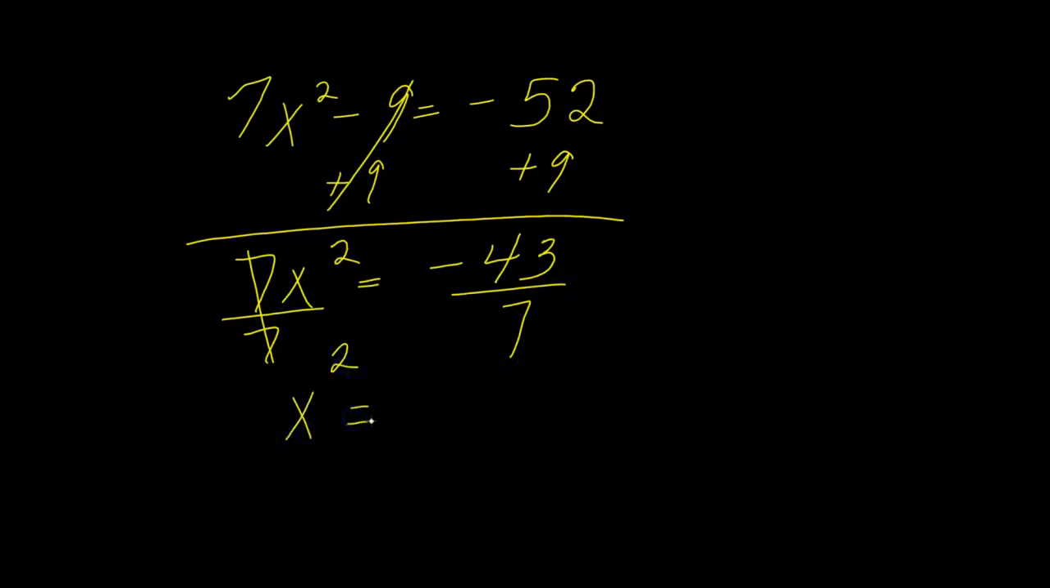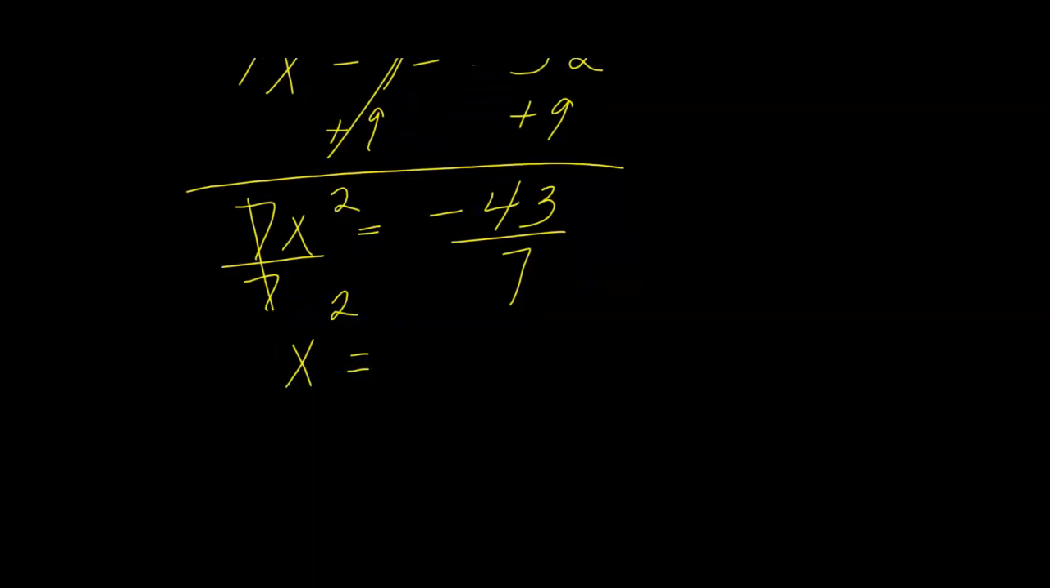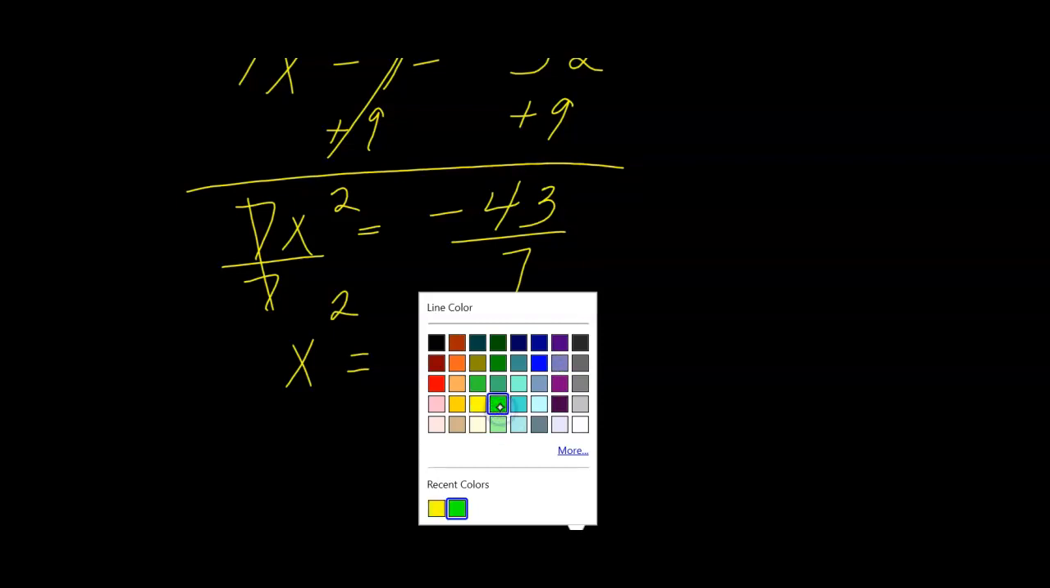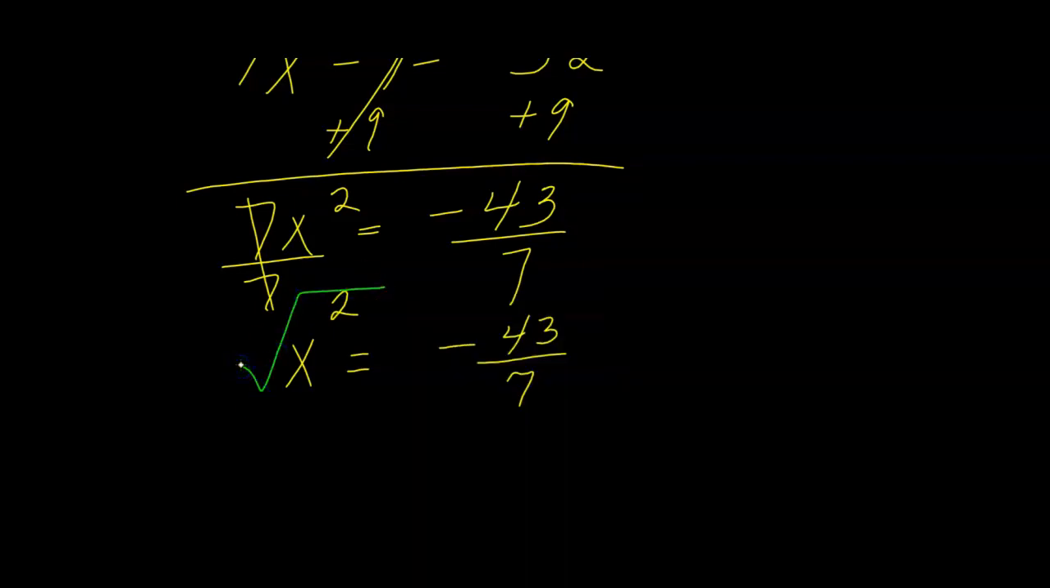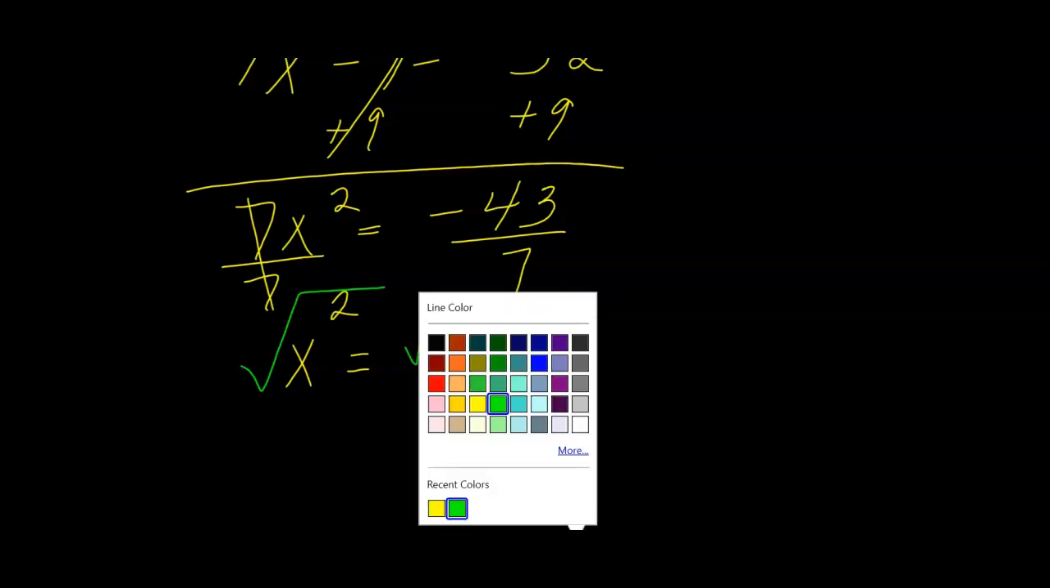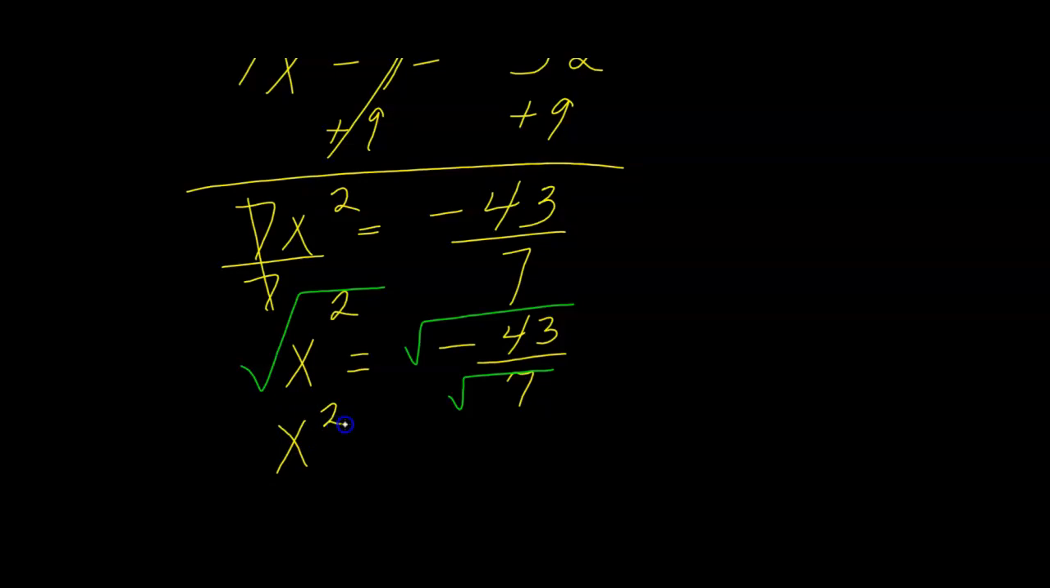Now 43 is not divisible by 7. So we're just going to leave this as a fraction for a minute, negative 43 over 7. So anytime you're taking the square root of a fraction, I have to take the square root of both sides here to get x by itself. So if I'm taking the square root of a fraction, think about taking the square root of the top and the square root of the bottom separately. I'm sorry, we don't have a squared anymore. So x equals plus or minus.